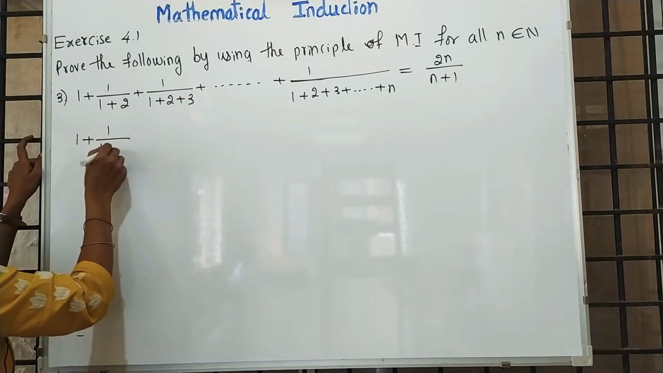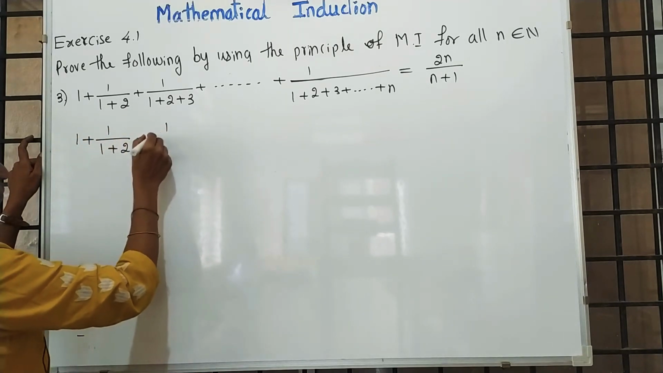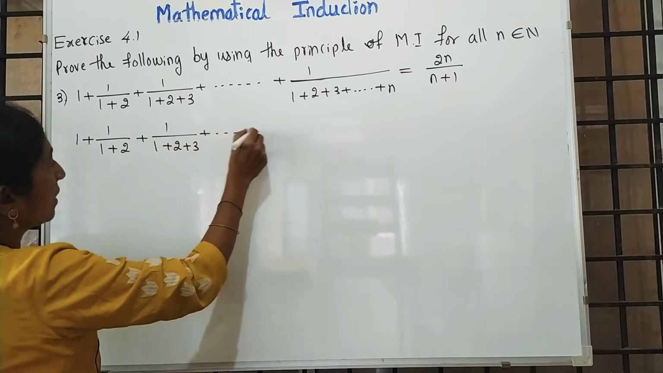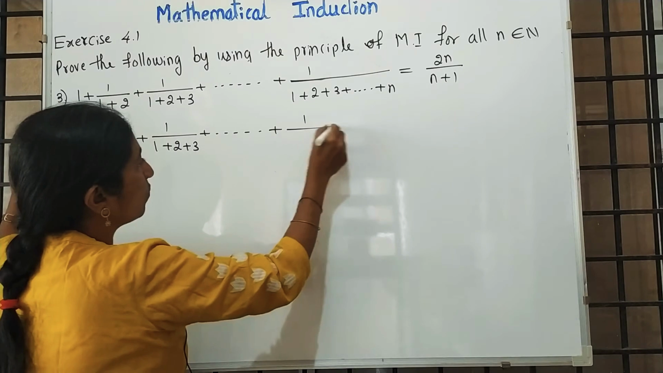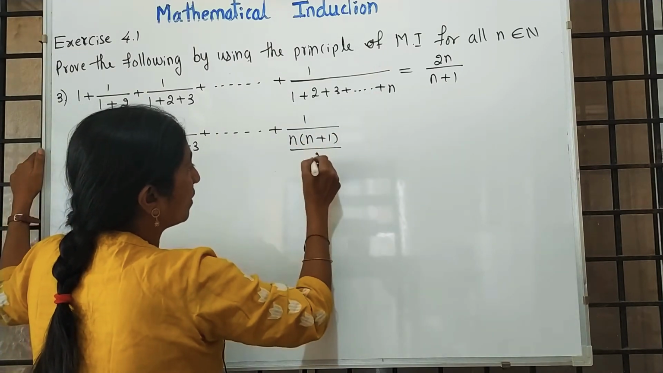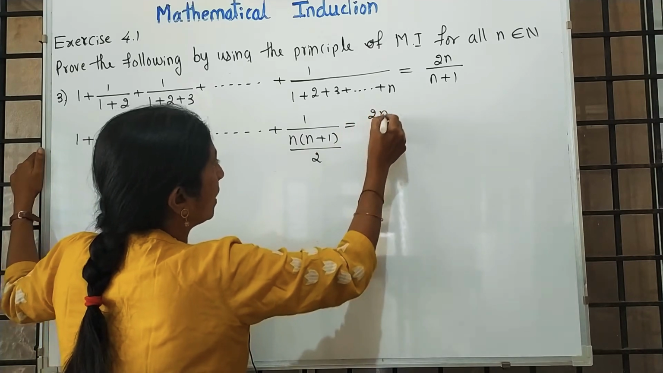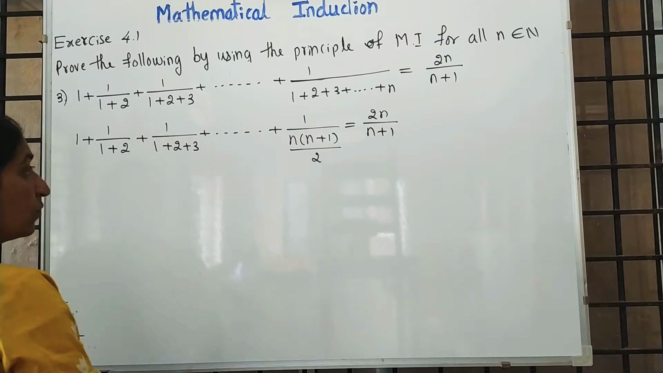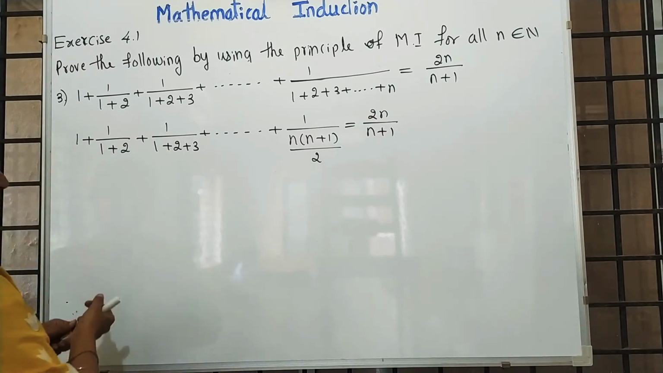1 upon 1 plus 2 plus 1 upon 1 plus 2 plus 3 plus continuation. It is 1 upon n into n plus 1. Only for the denominator I am writing a formula. 2n upon n plus 1. Now this fraction is present in the denominator.